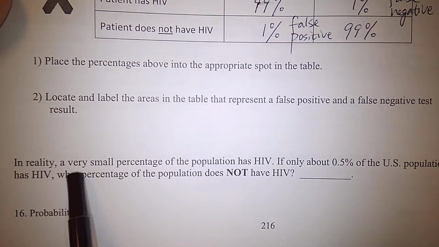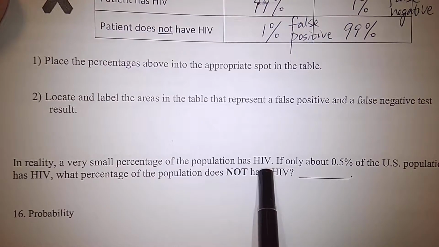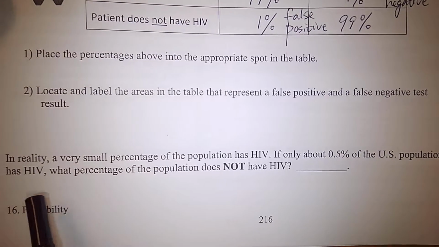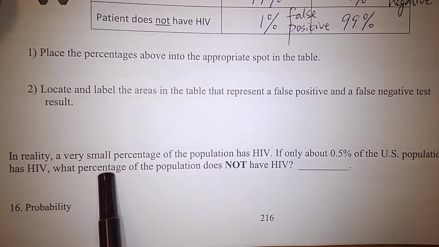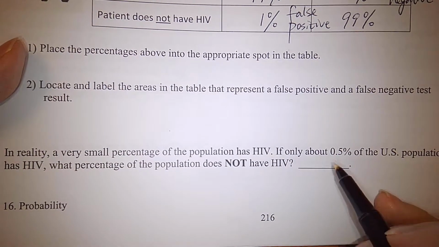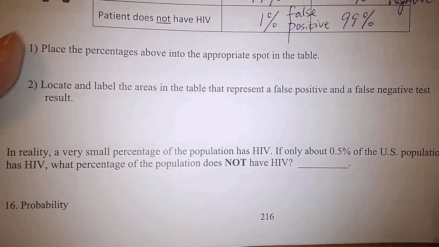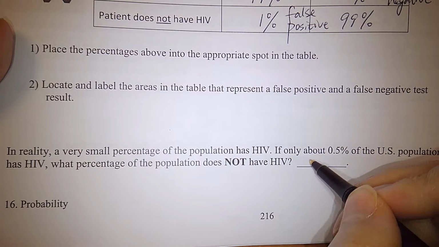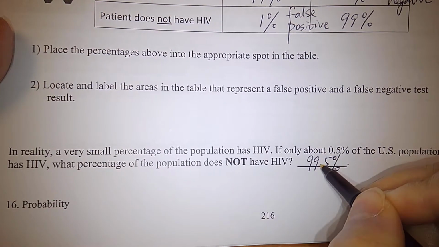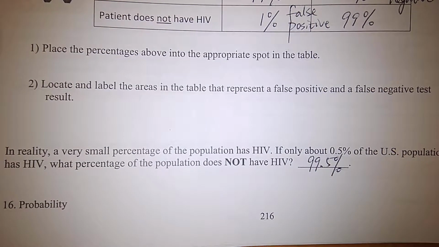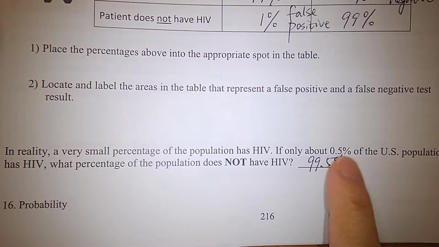In reality, a very small percentage of the population has HIV. It is only about 0.5% of the U.S. population. What percent of the population does not have HIV? 0.5% has HIV. What is the percent that does not have HIV? 100% minus 0.5% gives us what? 99.5% of the population does not have HIV. Only a small percent of people have HIV, right?